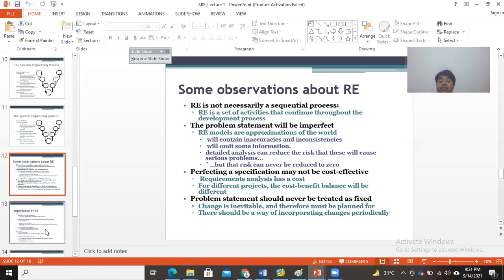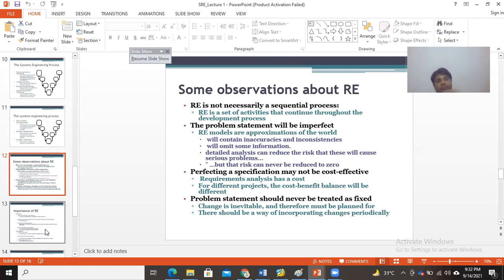Detailed analysis can reduce the risk that these will cause serious problems. When you perform detailed requirement analysis or system analysis, we can avoid, or at least limit, inaccuracies and inconsistency, and we can work on not omitting information present in the system. But that risk can never be reduced to zero. We have already talked in software engineering about how risk cannot be made equal to zero. Yes, we can reduce the risk, but we cannot eliminate it from the system. So this is another problem: the problem statement will be imperfect. Imperfect means the problem defined by the customer normally has inaccuracies or inconsistencies, especially in the case of larger systems in which we have more than one customer.